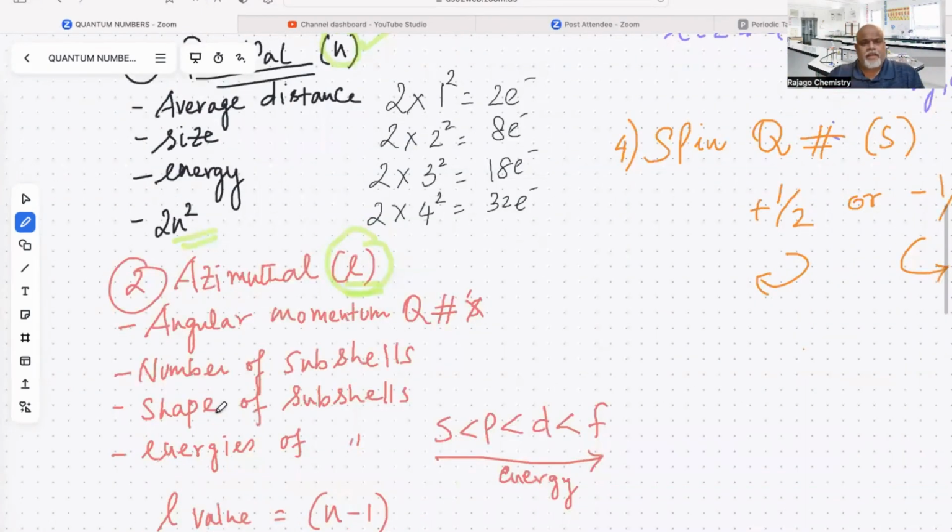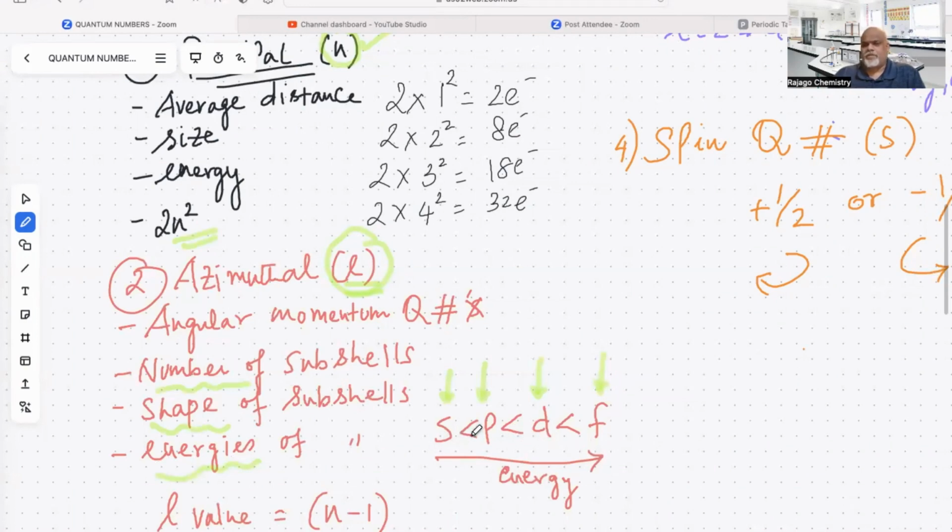It tells you how many subshells there are, the shape of those subshells, and the energies of those subshells. The subshells are named S, P, D, and F, where F is the highest energy.